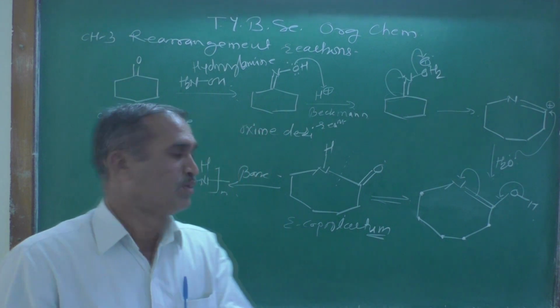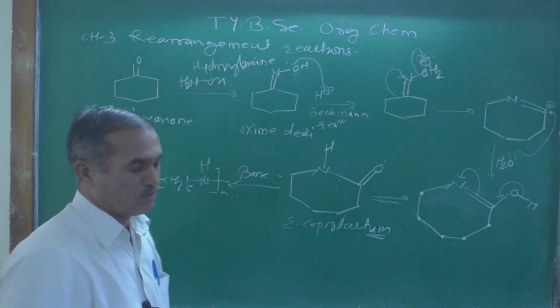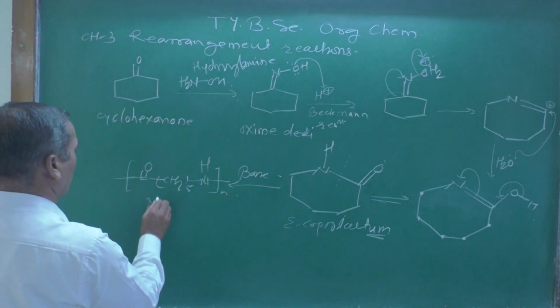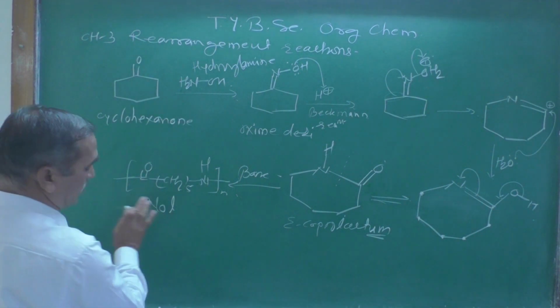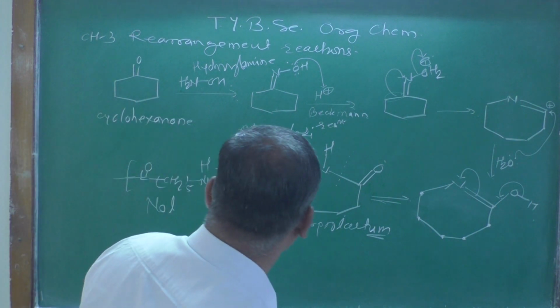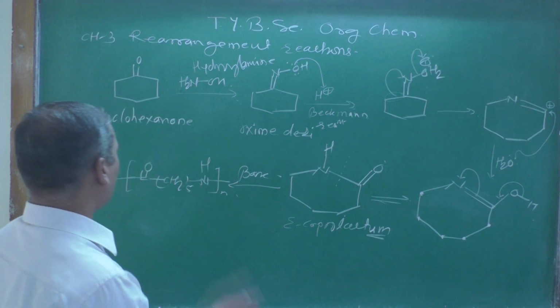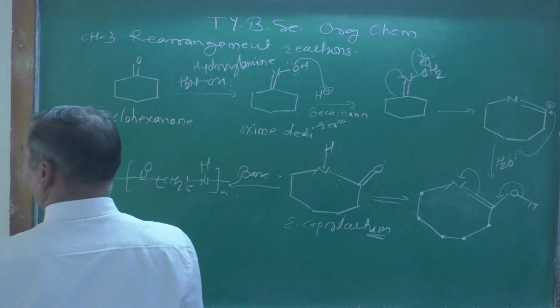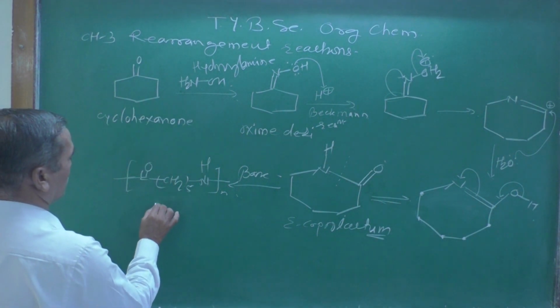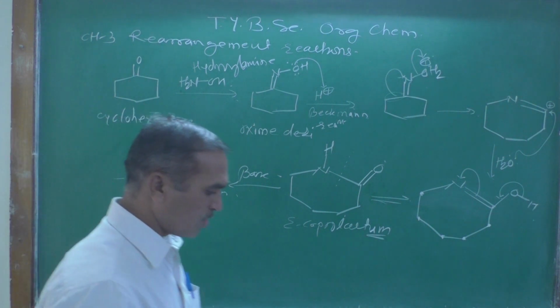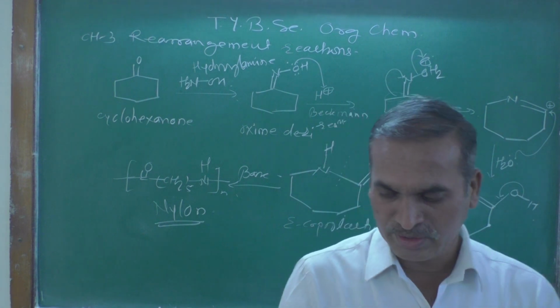This is one unit of monomer, and we got a polymer, and this is known as nylon. This is the structure of nylon, and as we know, this epsilon caprolactam is used as a starting material for the synthesis of nylon, and this is nylon.